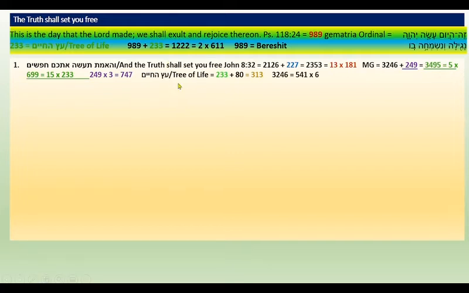I think that would be the language you use in science. I'm not a scientist, I'm more based on maths, but from what I understand, I'm using scientific language. So tree of life, science and Torah have got to be completely and totally unified. They've got to be completely and totally unified.